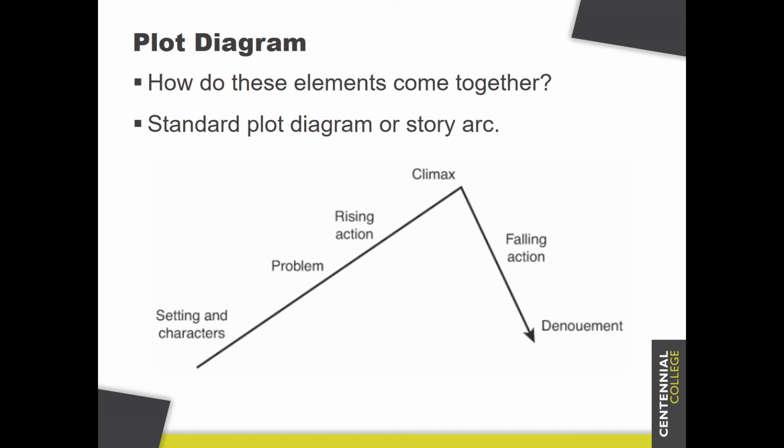Setting and characters introduces the settings and characters, right? Where is everything taking place? Who is involved? A problem is introduced. We have a rise in action as the character is trying to deal with that problem. A climax occurs as that problem is finally dealt with. There's a falling off of action as we tie everything together, and then the denouement, right, which is the ending, and everything is finalized within your story.